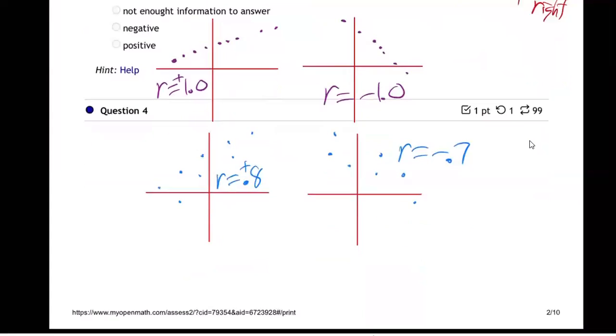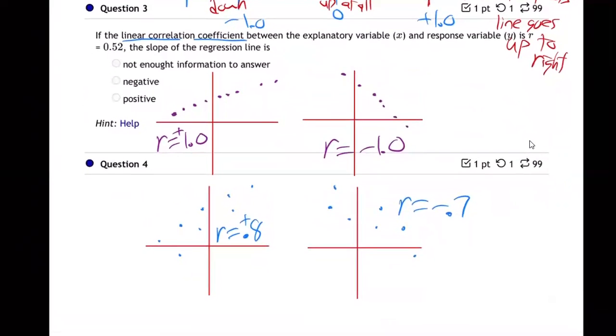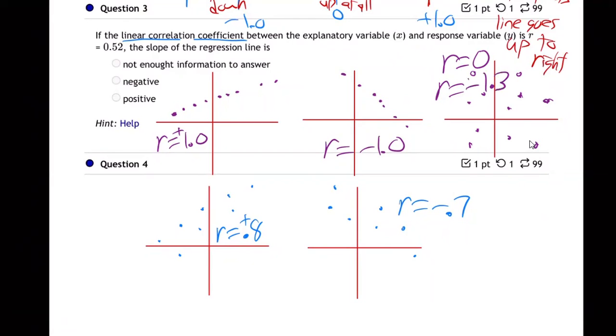So I could give you some more examples. If we had an R where the dots are pretty random, they're just all over the place. You know, they're not lined up at all. This would be R is basically 0. I mean, it's not going to come out exactly 0. It might be something like negative 0.13. That's basically 0, right?